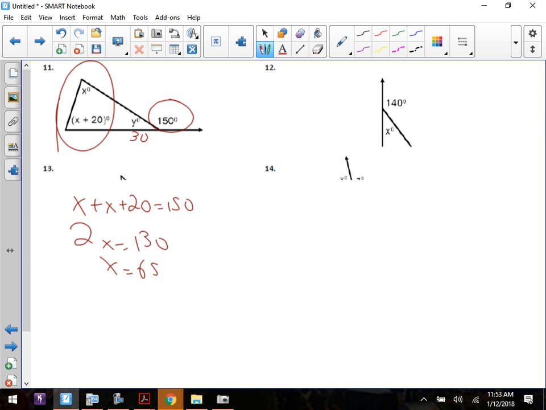Because it's x plus the 20. Or the outside angle is equal to the two it doesn't touch. 12, x has to be how much? 40. 40, very good.